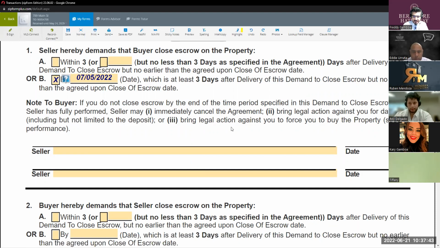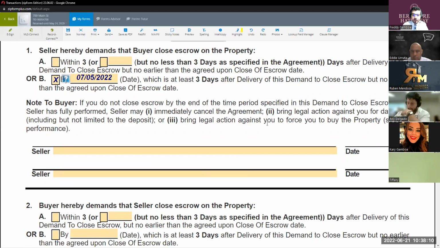Okay, you guys remember on the notice to perform, he may or may not, or she may not, right? Right here, there's no may or may not. Right here, immediately cancel this agreement. So if you don't close by July 5th, guess what? I'm going to cancel now. That's it. No more Mr. Nice Guy, Miss Nice Guy. That's it. Game over.